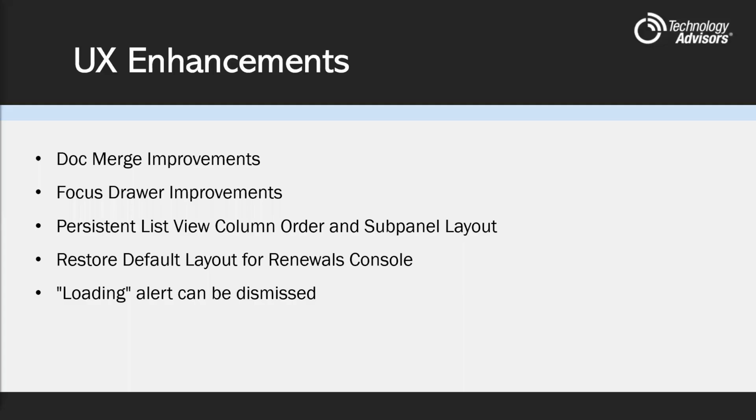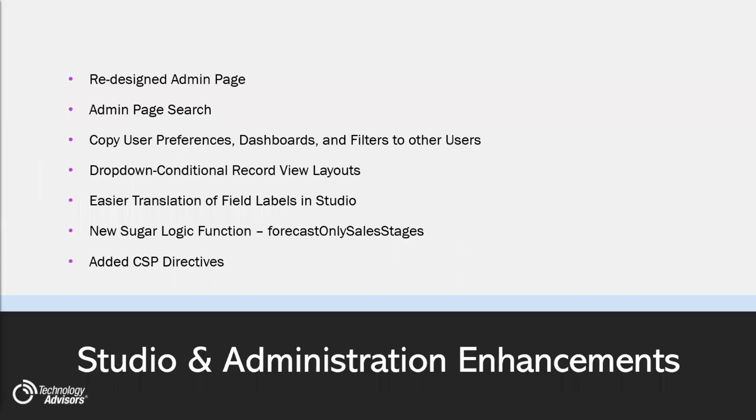All right, let's see if we can jump back to PowerPoint and go to our next slide. Studio and administration enhancements. To start off with, we have the redesigned admin page. Sugar's been moving away from what they call backwards compatible mode for some time now into the sidecar framework. To match Sugar's updated look, the admin page now has an updated interface. It's very nice. As part of that, they have admin search, which lets you very quickly search for what you're looking for, whether studio, email settings, or users.